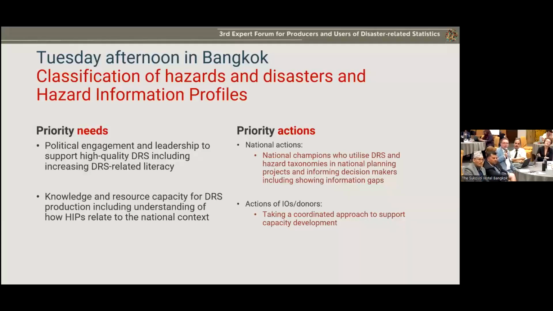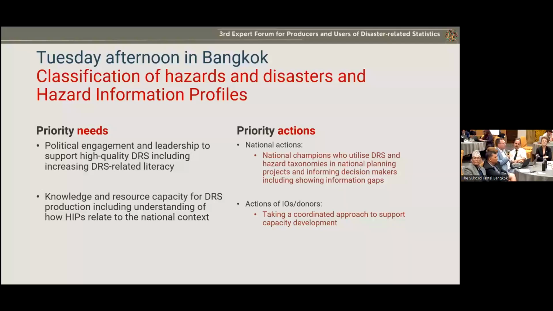What are the actions? We cheated here a little. No, it's two actions actually. We said one, it was under more bullet points first, but we had one main national action: it could be useful to have national champions who really utilize disaster-related statistics and hazard taxonomies in national planning projects and informing decision makers, including showing information gaps. So what does this mean? This means we should not have information silos in countries. We should not have different organizations informing about the same thing in different ways. So this is very important to really utilize this in a harmonized way and to show also the policymakers how this can be used and how useful it is.